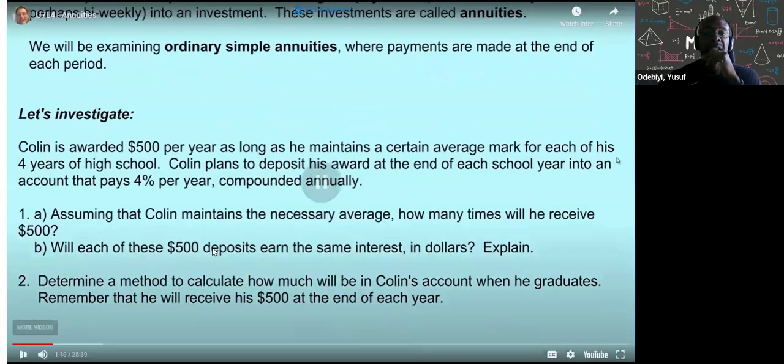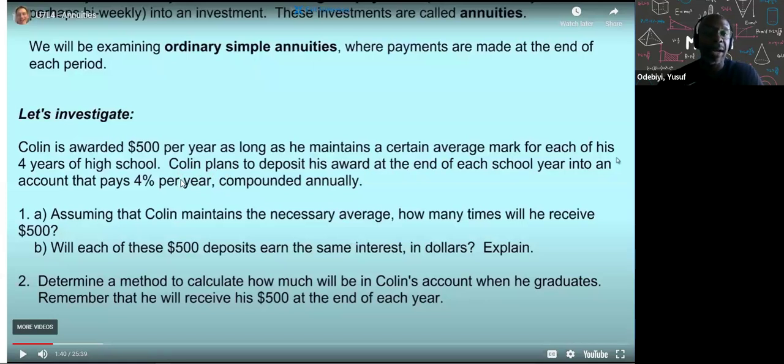So here are the questions we want to answer. Okay, let's understand that. It says here that he's putting $500 down. Actually, he's getting $500 every year as long as he maintains a certain average. So let's say he maintains that average. That means every year he's going to get $500. After year one, he gets $500. After year two, he gets another 500. After year three, he gets another 500. After year four, he gets another 500.